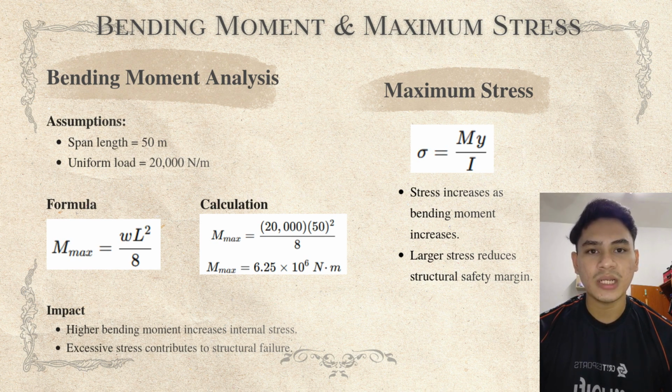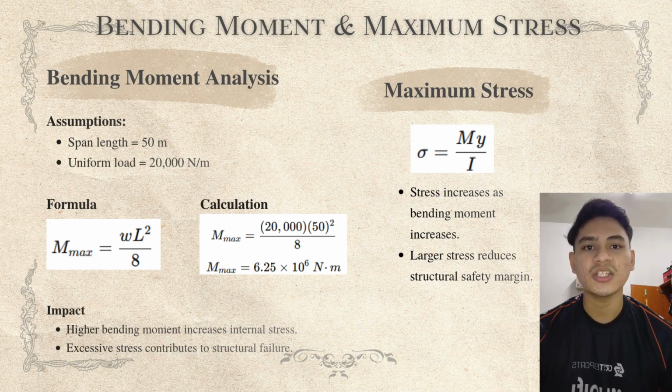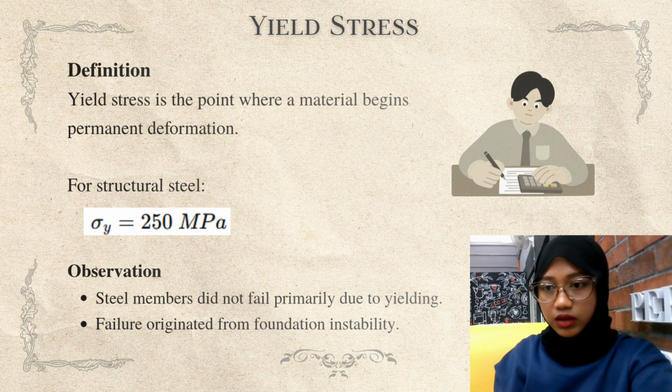As the bending moment increases, the stress within the structure also increases. Higher stress reduces the structural safety margin and can contribute to structural failure. In addition, increased bending moment also increases internal stress, which may eventually affect the overall performance and stability of the structure.